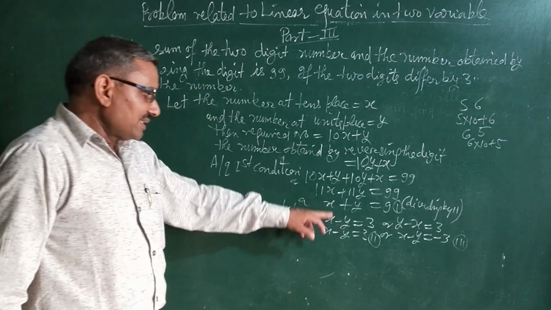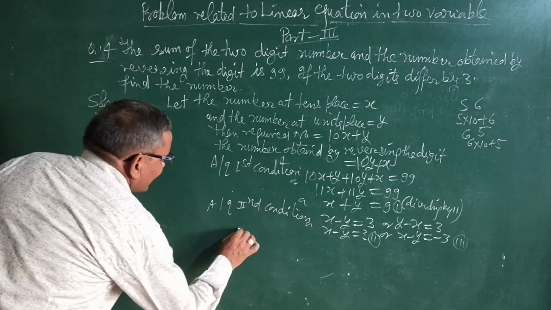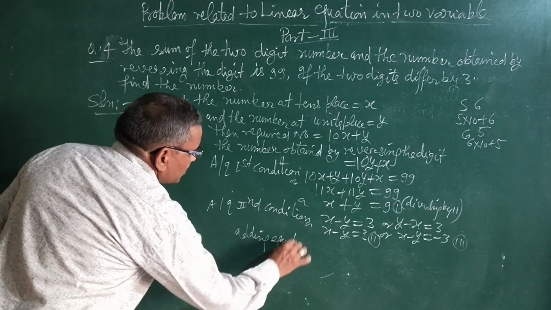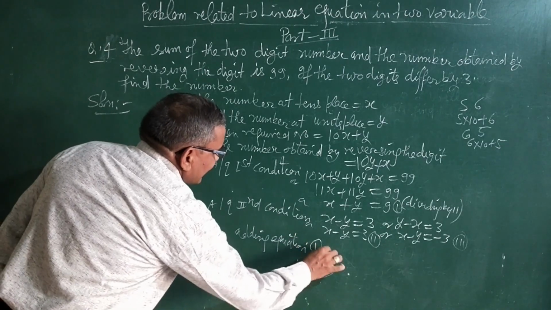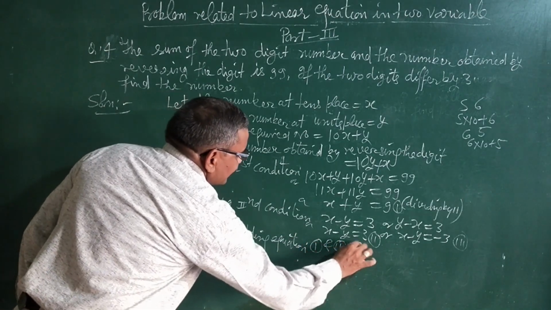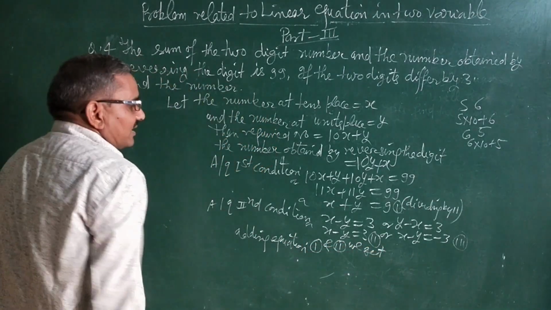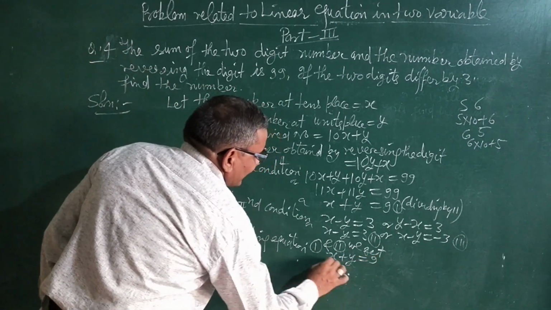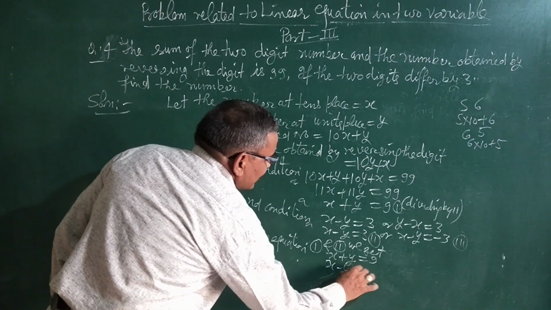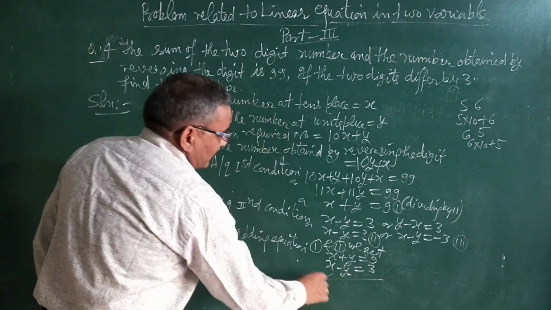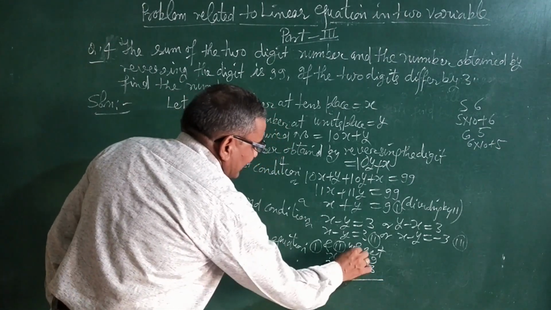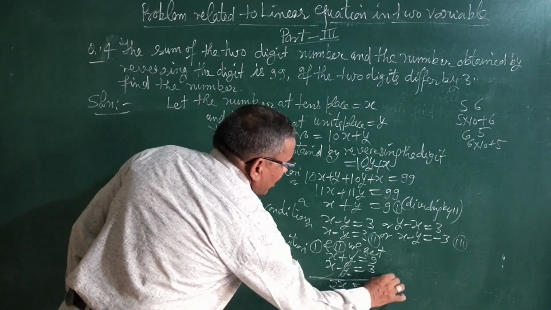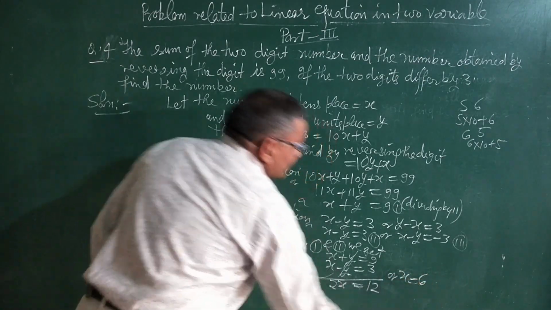Now adding equation first and second, we get x plus y is equal to 9, x minus y is equal to 3. So y cancelled out, 2x is equal to 12 or x is equal to 6.